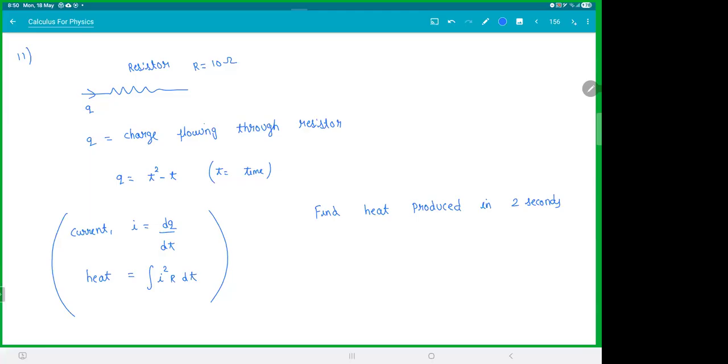Okay, we have one answer. So in case you're still confused about how to start, differentiate it. You'll get the current and put it in this heat formula. So this involves one differentiation and one integration. At your level, this would be a kind of a paragraph question.